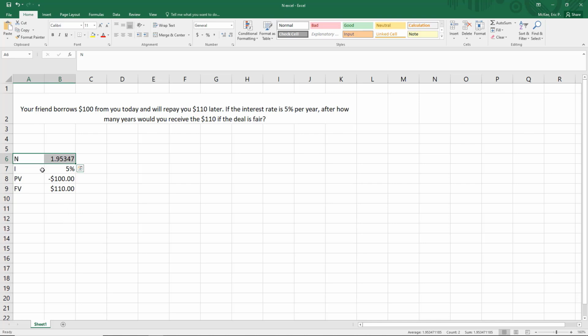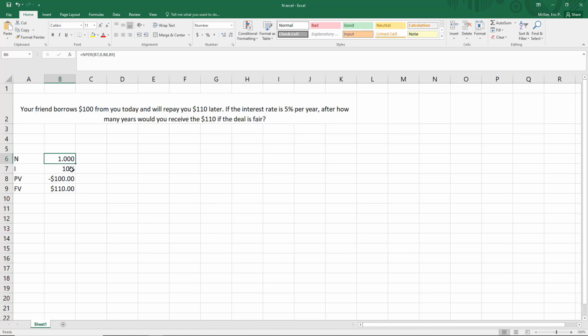So for example, let's say we have a different interest rate. We're charging a higher rate for our friend. It's going to be 10% instead of 5%. I put in 10 for B7, and it immediately updates. And turns out I only need exactly 1 year now for it to be a fair deal instead of the 1.95.